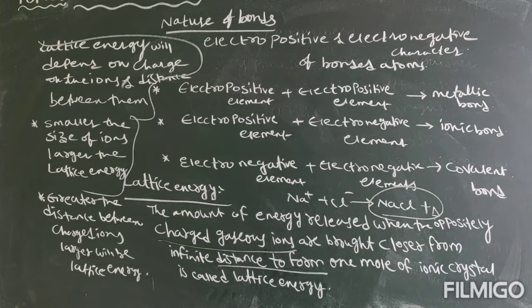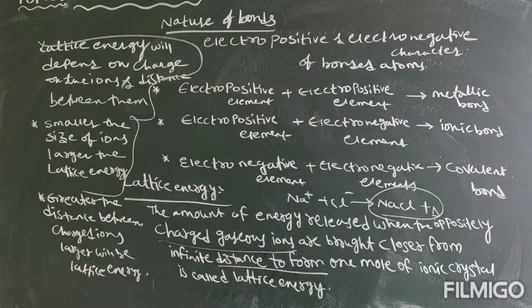The nature of the bond between two atoms. The nature of the bond formed between two atoms depends upon the electropositive and electronegative character of the bonded atoms. You can write those three. Electropositive element plus electropositive element will result in a metallic bond. Electropositive element plus electronegative element will result in an ionic bond. Electronegative element and electronegative element result in a covalent bond.